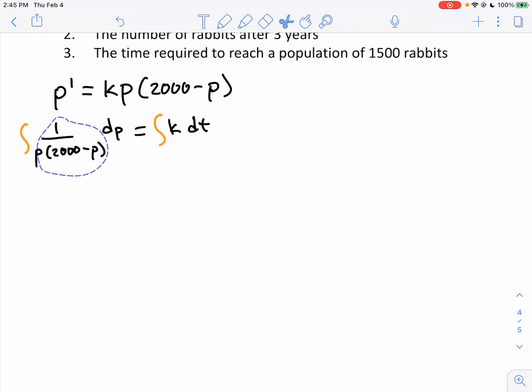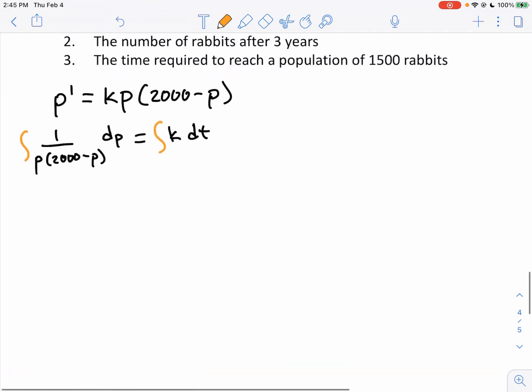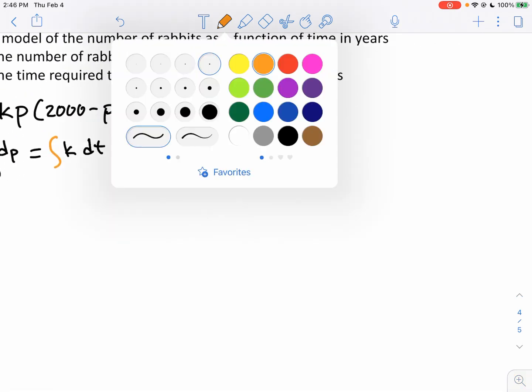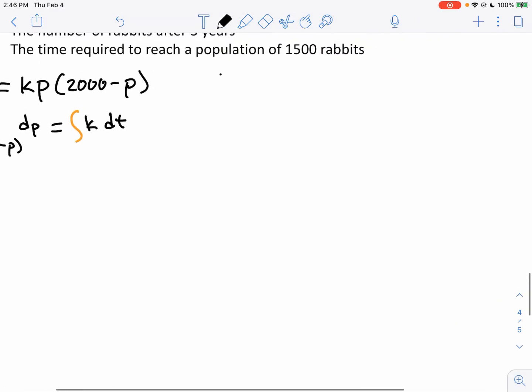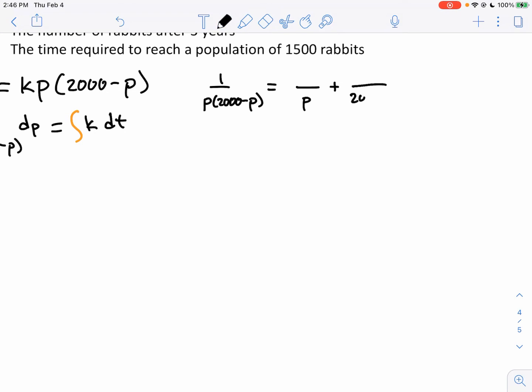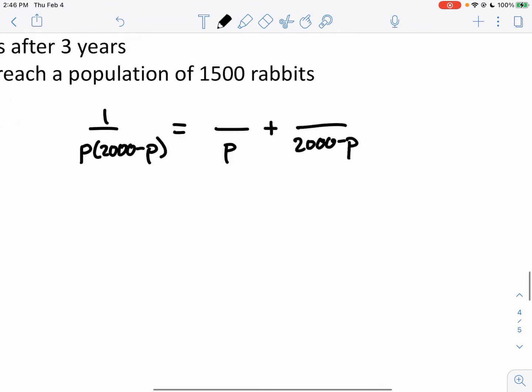Now here's where, to integrate this, you're going to want to do a partial fraction decomposition. So let's do that work right here in the middle. We have 1 over P times 2000 minus P. We want to break this up into two fractions, 1 over P plus, not necessarily a 1, an unknown over P plus an unknown over 2000 minus P. This was reviewed in our very first topic when we reviewed derivatives and integrals. This is called partial fraction decomposition. So go back and look that up if you're fuzzy on these details again.